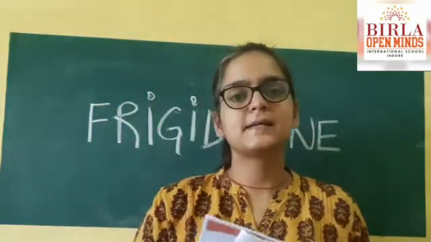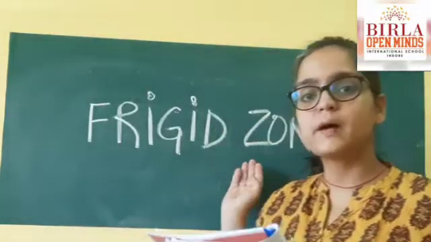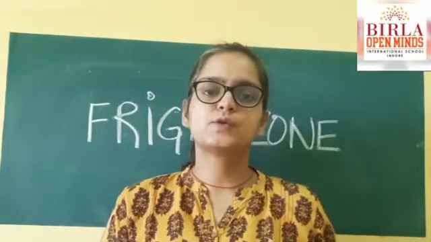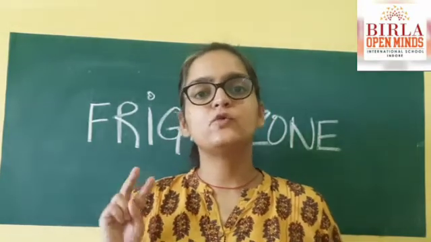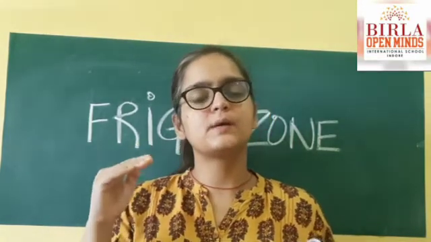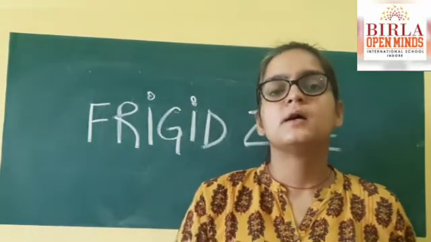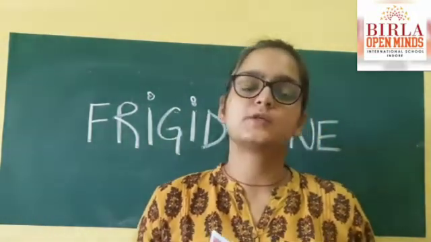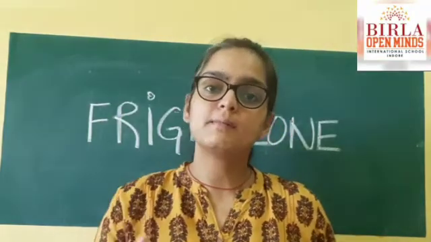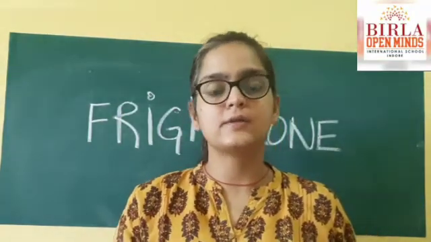Today we'll be revising the frigid zone. Which zone are we going to revise? The frigid zone. So, the frigid zones are what? There are two frigid zones. One is in the northern hemisphere and one is in the southern hemisphere. The frigid zone in the northern hemisphere is known as the north frigid zone, and the frigid zone in the southern hemisphere is known as the south frigid zone.